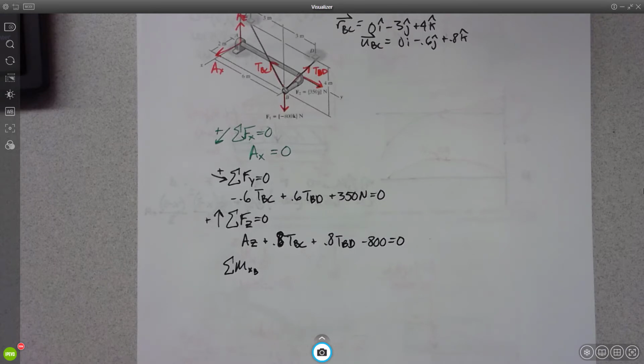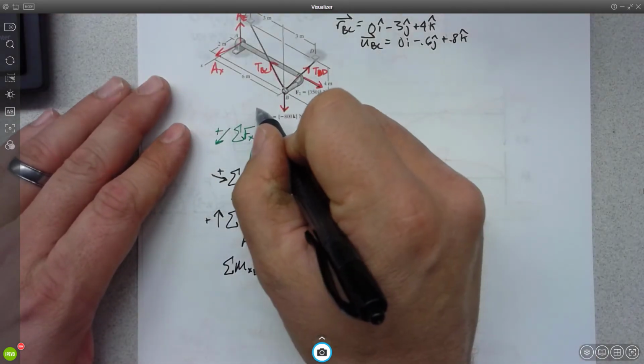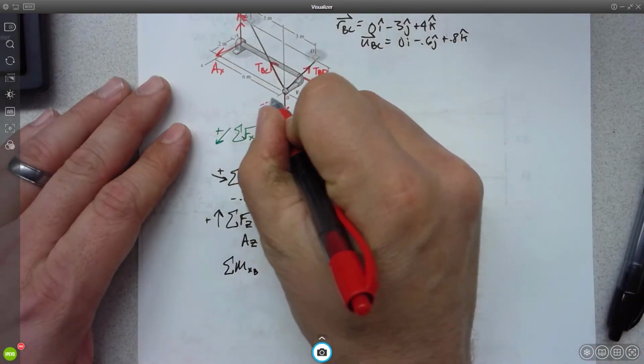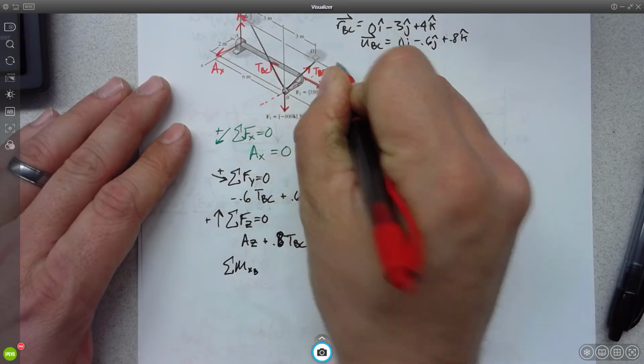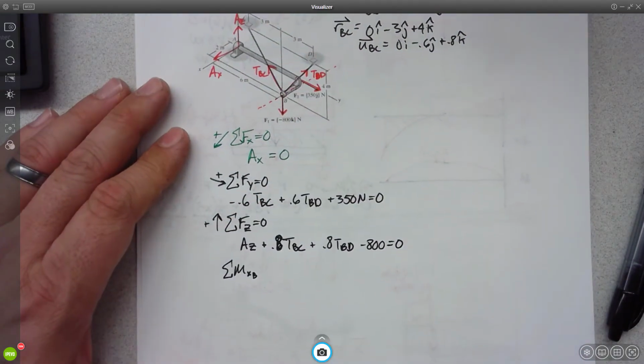What's that? But F2, you have to leave F2 out because it's on the axis. Yeah, you would, right? So the question is, would I leave F2 out because it's on the axis? And what Brandon is pointing out is that the x-axis through B goes right through there. So F2 goes through the axis, so it has no moment.